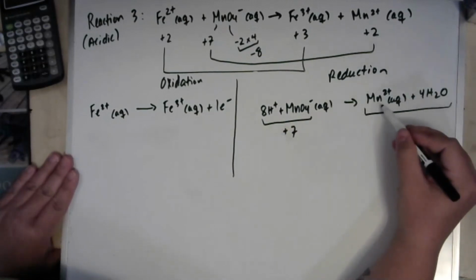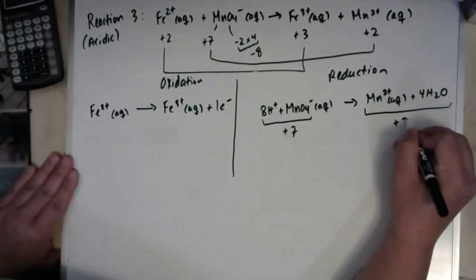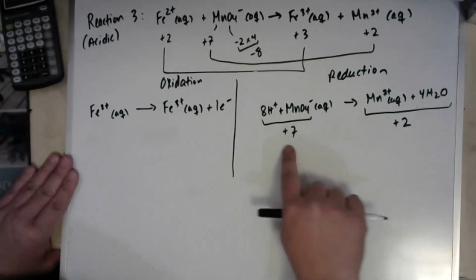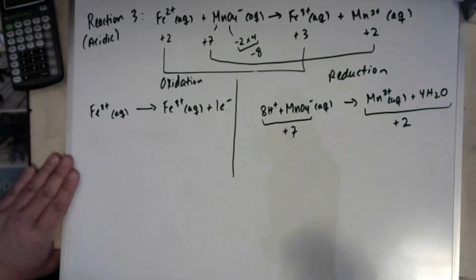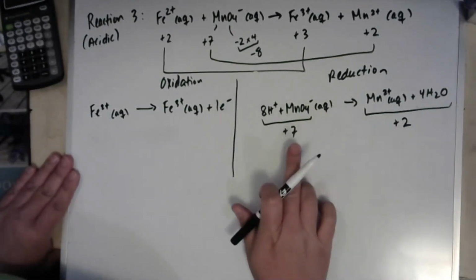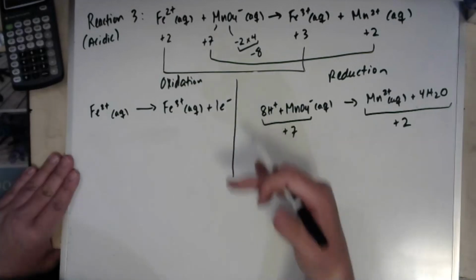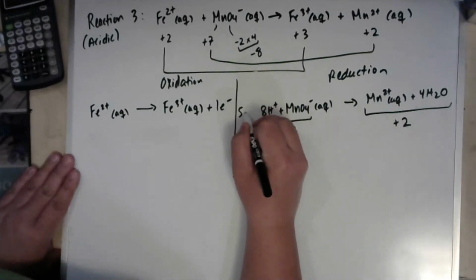Water is neutral, and I have 1 Mn2+ ion, so my charge here is +2. So I have a difference between these two of 5 electrons. I'm going to have to add the electrons to the more positive side so I can bring this +7 charge down so it's +2. So we're going to put them over here.